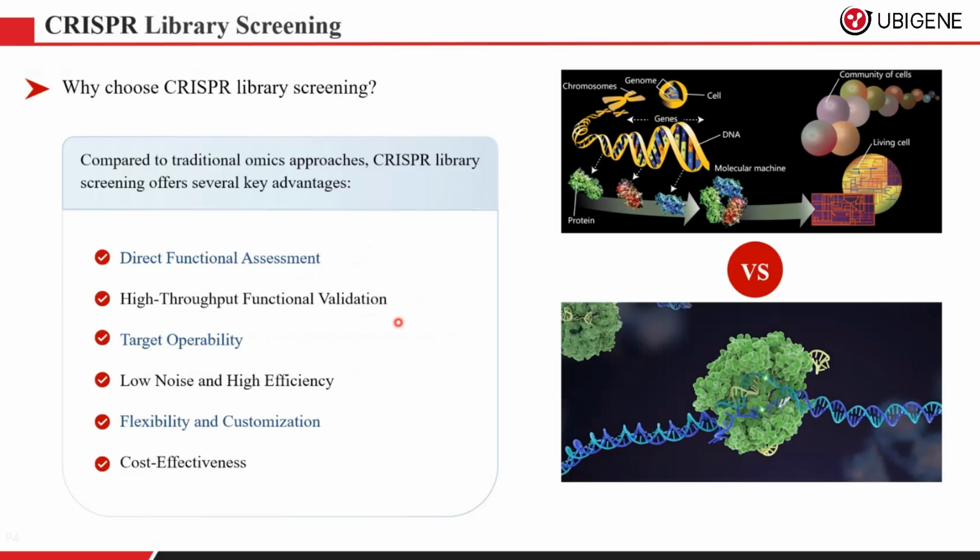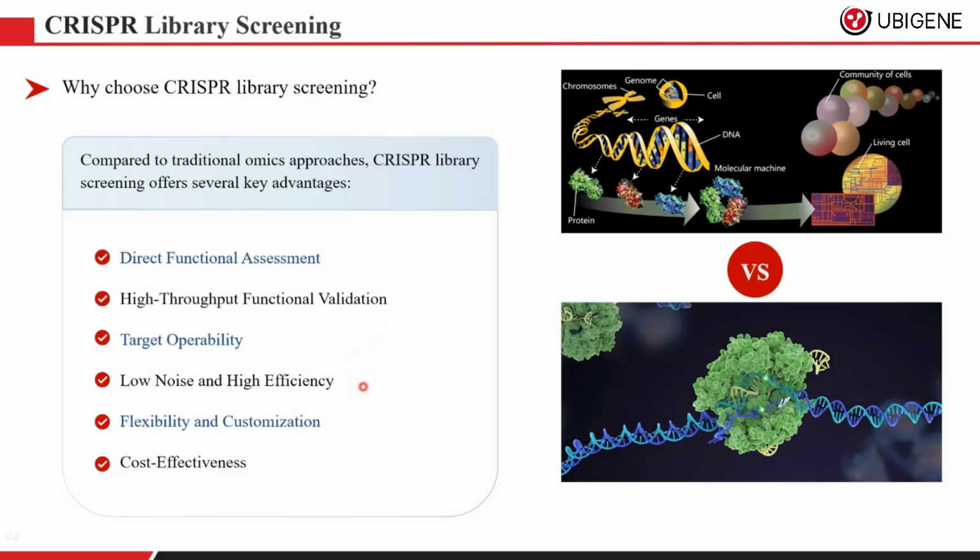So third, target operability. CRISPR screening can really nail down gene targets that you can treat right away for therapy, like fixing genes in monogenic disease, but traditional omics usually gives you targets that need a lot more work and a complex process to develop drugs. So fourth, the low noise and high efficiency. CRISPR screening, especially CRISPR-I, has lower off-target effects and higher editing efficiency compared to RNAi, leading to more reliable results.